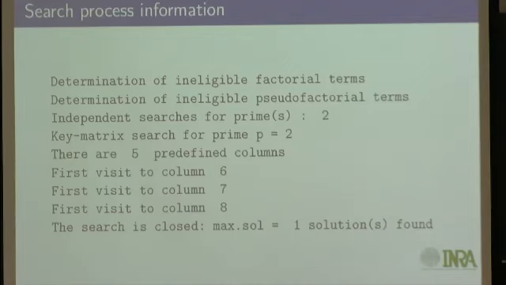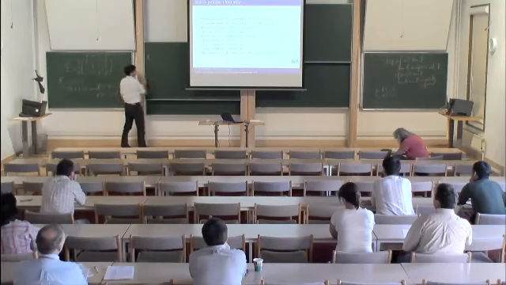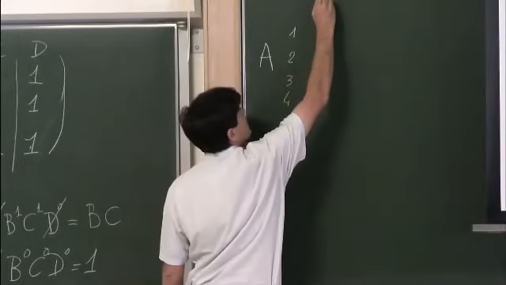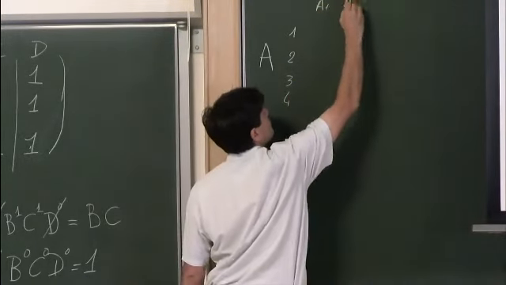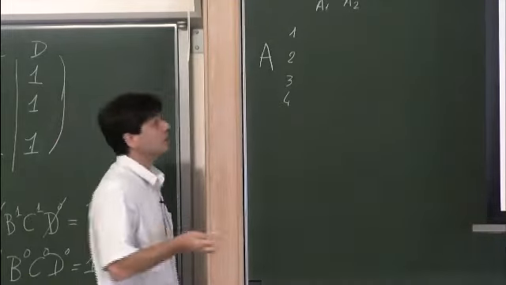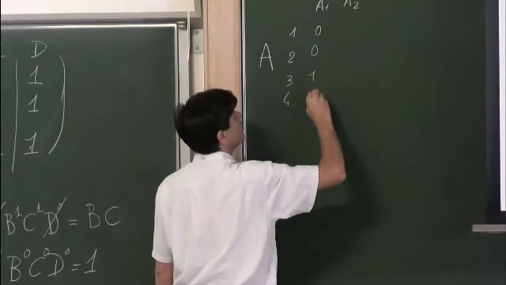The idea is quite simple. A is a 4-level factor, so we can identify its levels with the combinations of levels of 2 factors at 2 levels. So 0, 0, 1, 1.